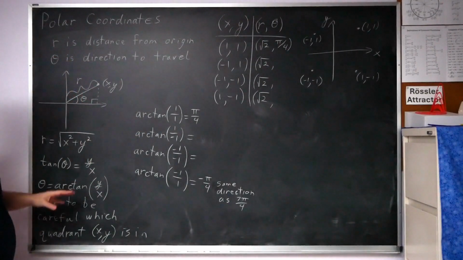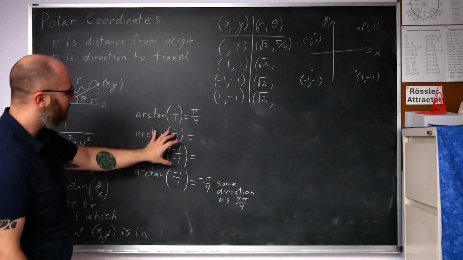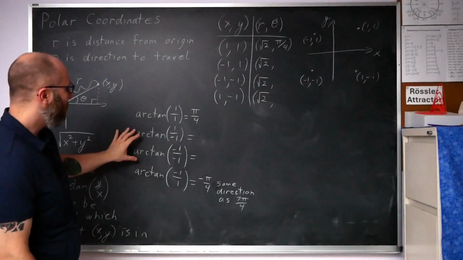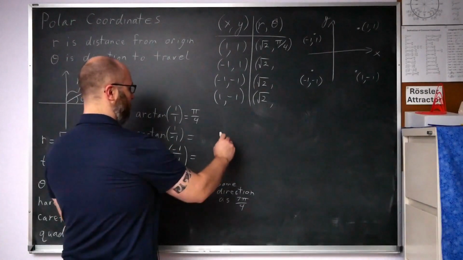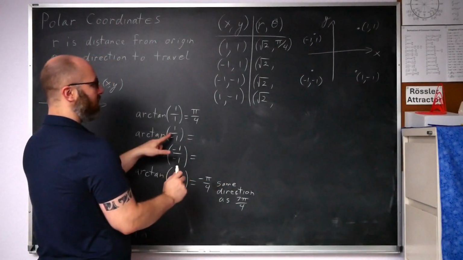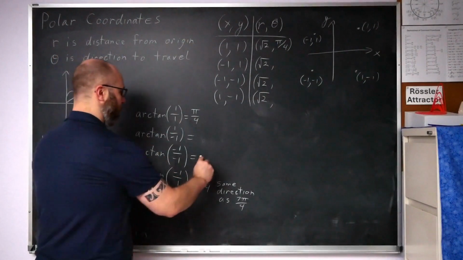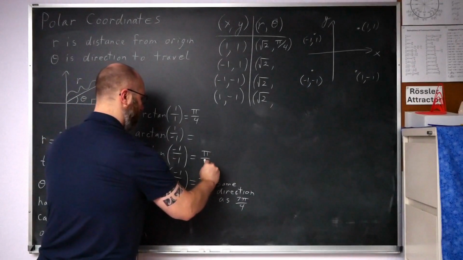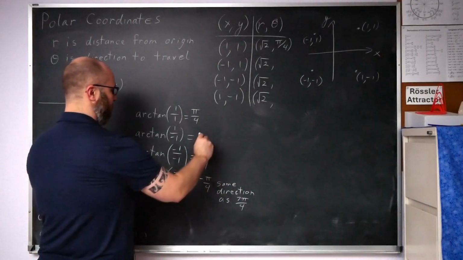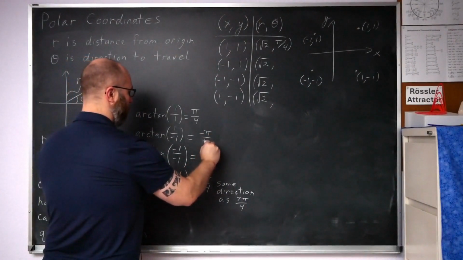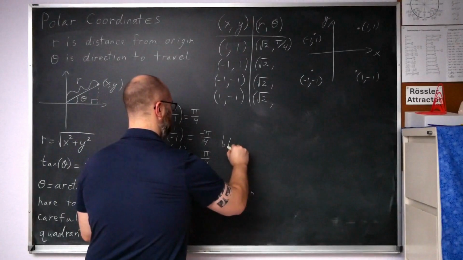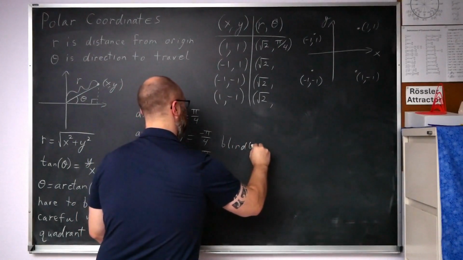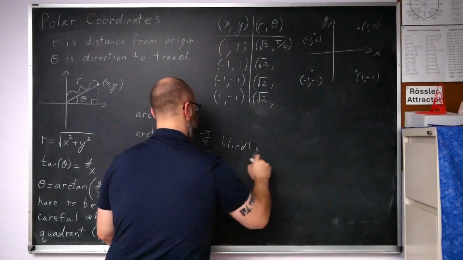All right, so then what happens in the middle, though? Well, what's going to happen is if you just use your calculator blindly, you're going to end up with pi over 4. And here we're going to end up with negative pi over 4. And this is blindly using calculator. I'll say blindly trusting calculator.